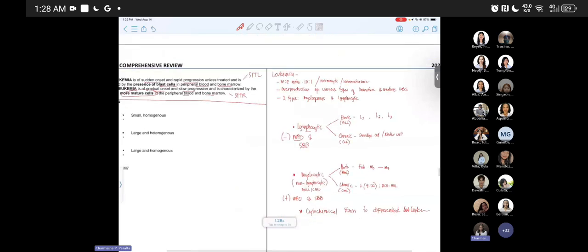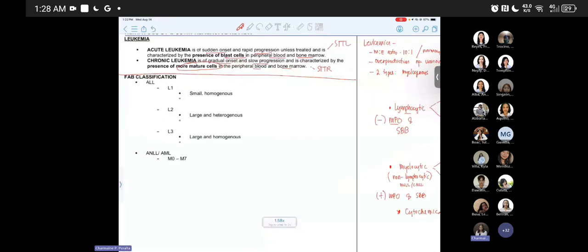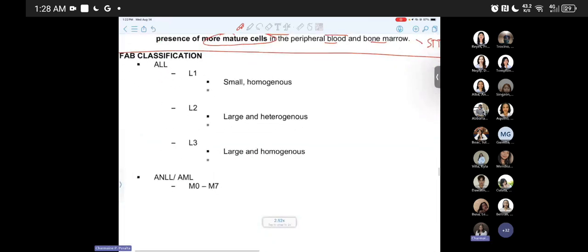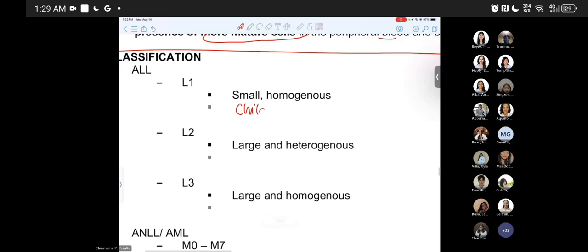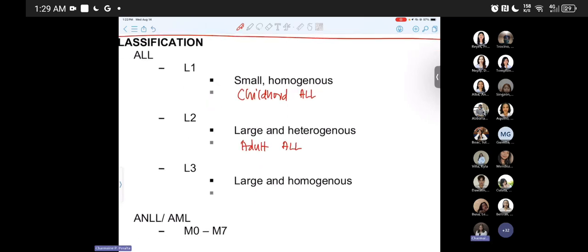Okay, so unahin natin si ALL, L1, L2, L3. Si L1, small, homogeneous, ito yung tinatawag na childhood ALL. Si L2, this is large and heterogeneous. Ito yung tinatawag na adult ALL. L3, large and homogeneous, Burkitt's type.